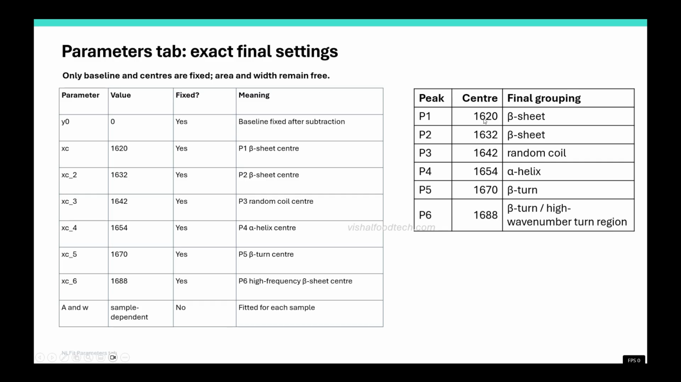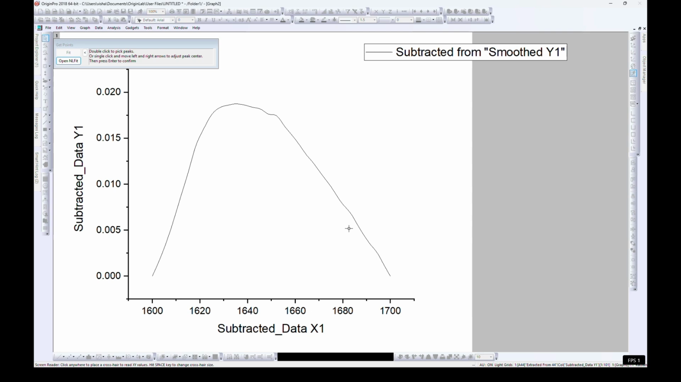For example, peak 1 at 1620, peak 2 at 1632, peak 3 at 1642, peak 4 at 1654, peak 5 at 1670, and peak 6 at 1688. So we'll select these on OriginPro one by one, and I will show you how to do that.